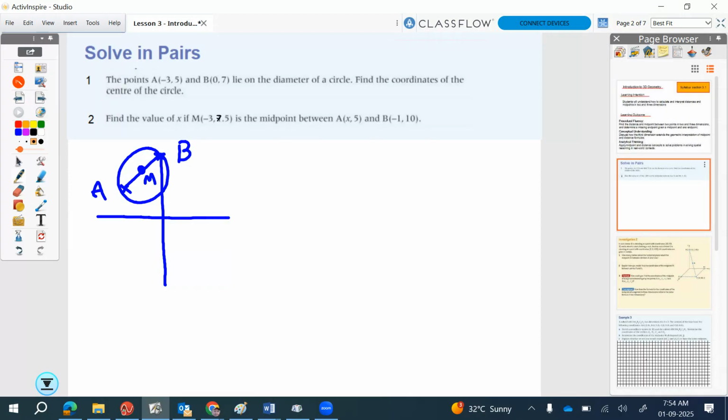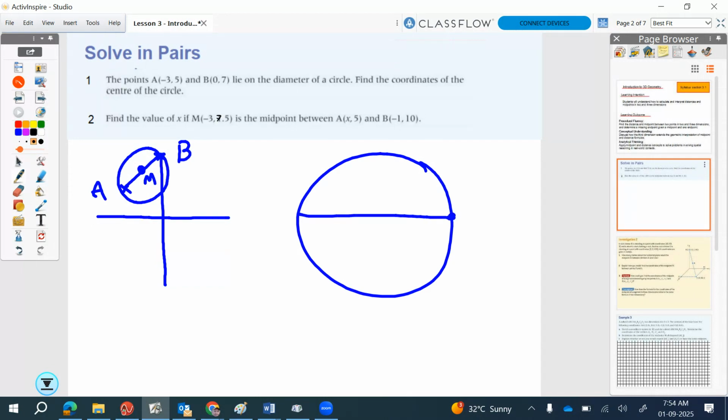In order to solve this problem, you need to understand that on a circle like this one, if this is the diameter of the circle, then the center of the circle is the midpoint along this line. So the key thing in solving this problem is to realize that you're after the midpoint. So at that point you need the midpoint formula.